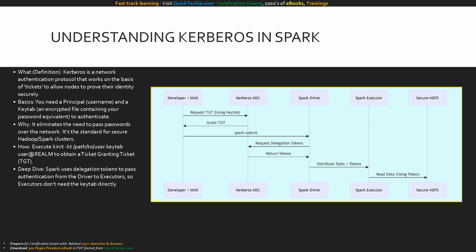This sequence diagram illustrates the brilliant delegation token lifecycle. It starts on the left. The developer uses kinit with their keytab to request a ticket granting ticket from the Kerberos KDC. Once granted, they run Spark submit. The Spark driver then talks to the KDC to fetch delegation tokens specifically for storage access. Here is the magic. The driver sends these tokens down to the executors along with the tasks. Finally, the executor uses that exact token to authenticate against secure HDFS. The keytab never leaves the edge node.